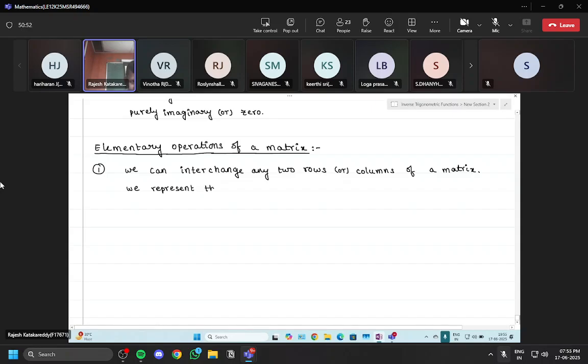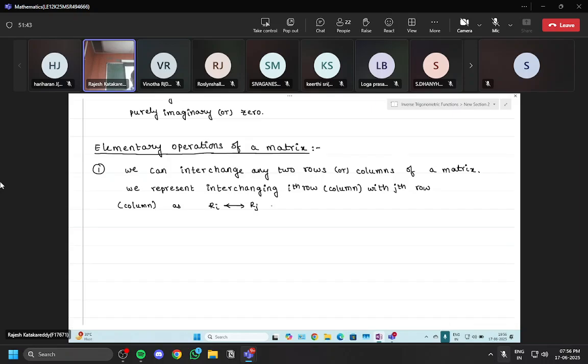We represent this operation, interchanging the ith row (in brackets, column) with the jth row (in brackets, column), as Ri double implies Rj. This symbol says that row i and row j are interchanging. Clear? Double implies means interchanging. Please remember. Similarly, column i can be interchanged with column j.